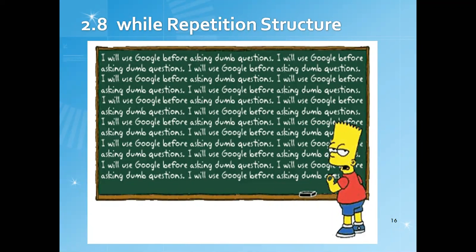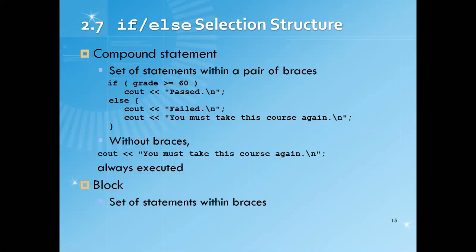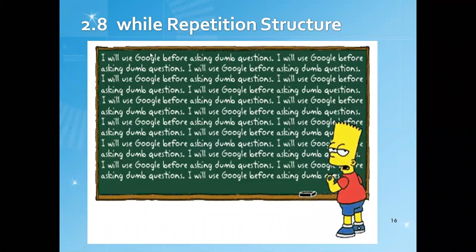Now, the previous part was just about if-else. Now we want to think about how we can repeat. Do you have some kind of repeat controlling structure? That's the while repetition. For example, "I will use Google before asking a dumb question." This is one statement, and in order to print the same statement again and again, we need repetition.